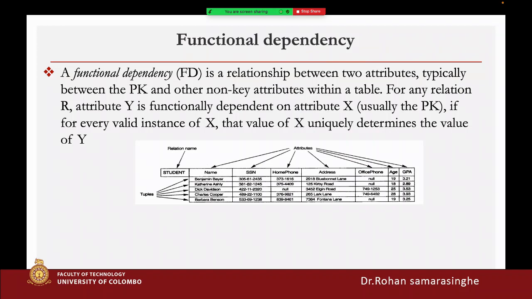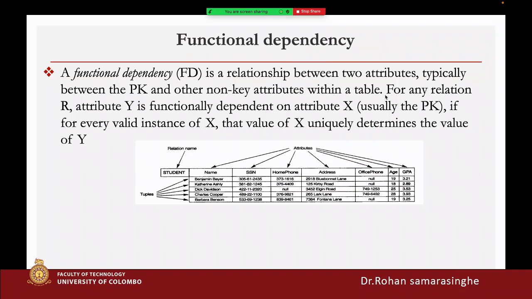That means functional dependency simply means, we can explain that from one super key or the primary key, other attributes of that tuple can be accessed easily. You can read here: a relationship between two attributes, typically between the primary key and other non-key attributes. If SSN is the primary key, name, home telephone, address and official phone and other things are non-key attributes within a table.